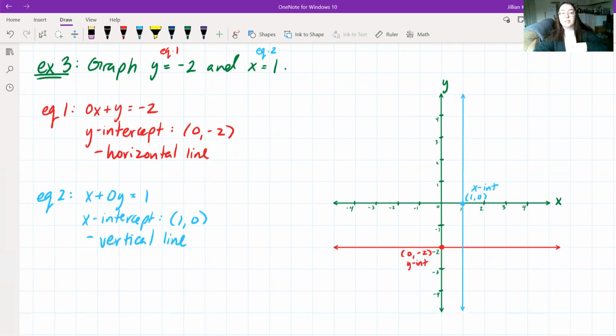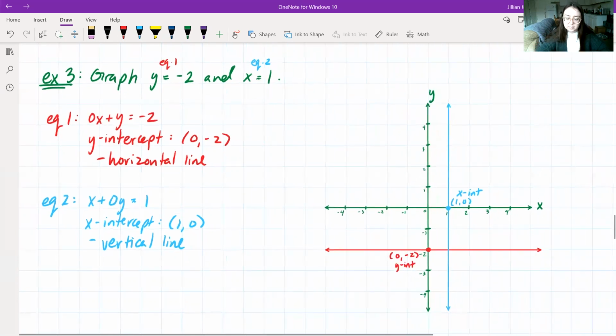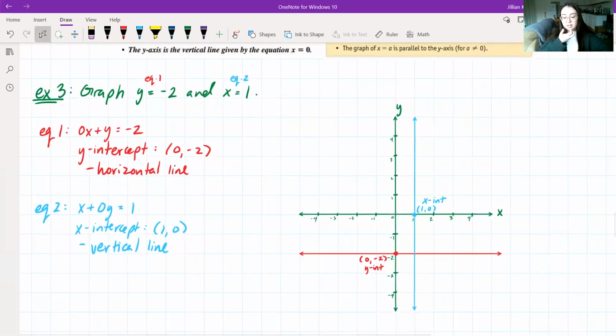And these would be our solutions in this case, or our graphs of our solutions. So this is what you would need to do when you are just graphing parallel and horizontal lines that are going to correspond to x and y intercepts.